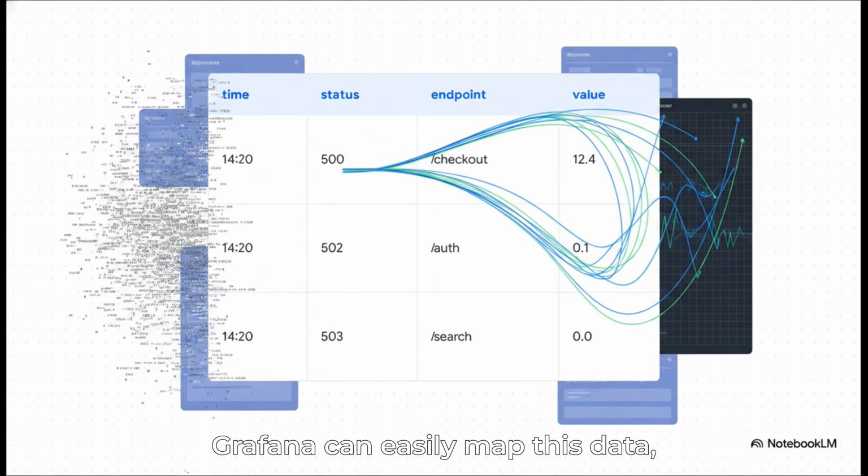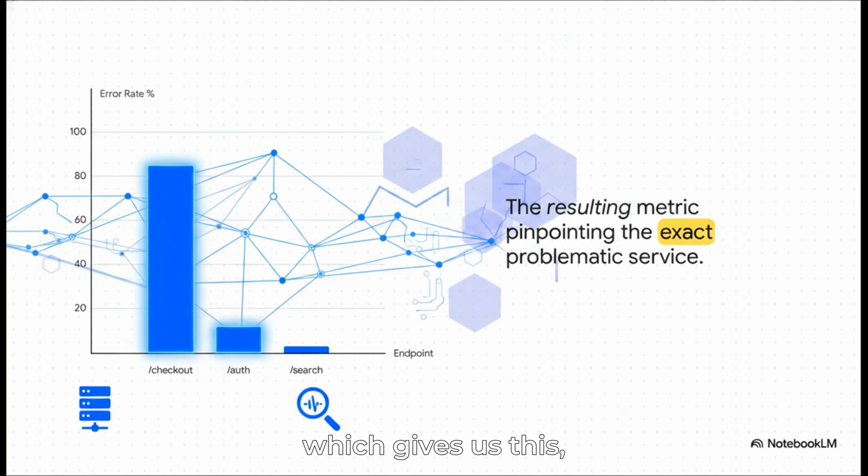And the best part? Grafana can easily map this data. Which gives us this, our final dashboard panel. By turning our logs into metrics, we get this incredibly clear visualization that instantly pinpoints the checkout endpoint as the exact source of 85% of our 500 errors. We just went from a panicked, vague pager alert to isolating the actual problem using just a few lines of LogQL. How cool is that?